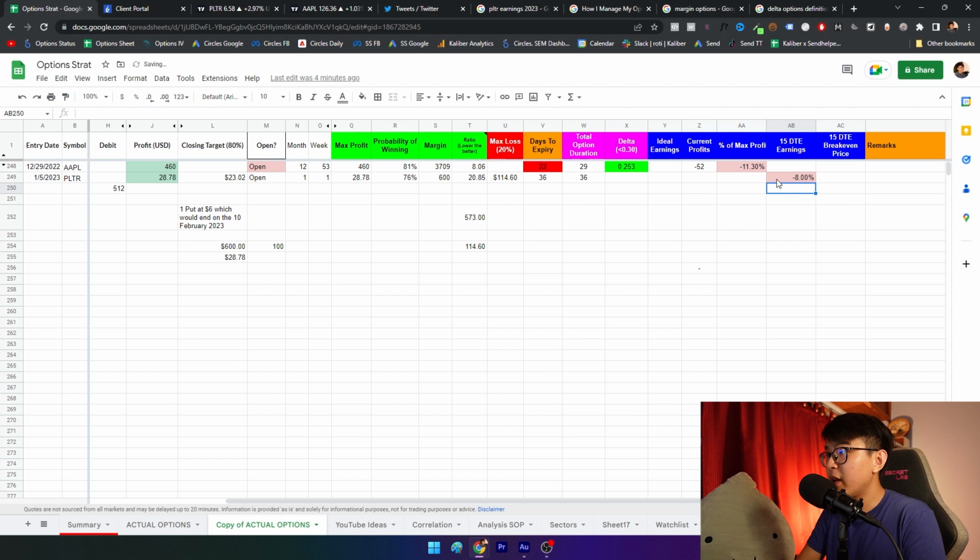That's the thing I definitely need to take note of when trading options, just to make sure what the time horizon is in terms of earning money, which is the most important thing.